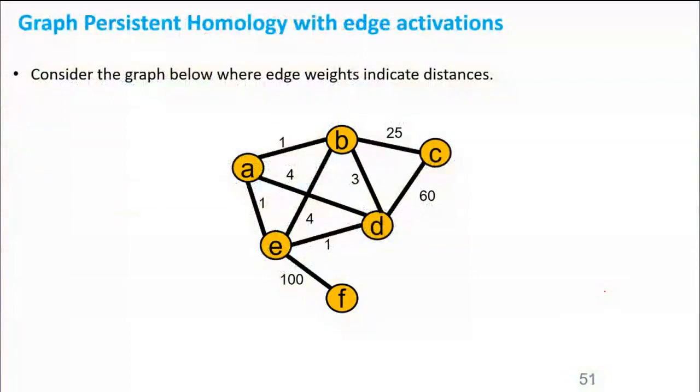I will give an example on the graph and I will show you how it works in detail. So consider the graph below where we have edge weights that indicate distances. For example, here it says the distance between node A and node B is 1. Between node B and C is 25. Between D and C is 60.